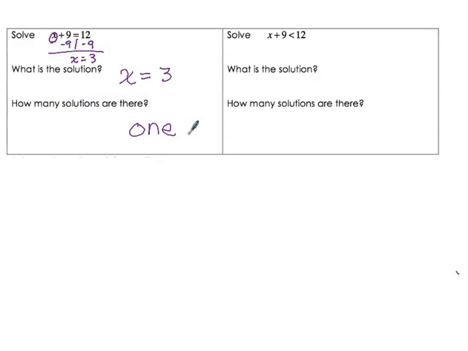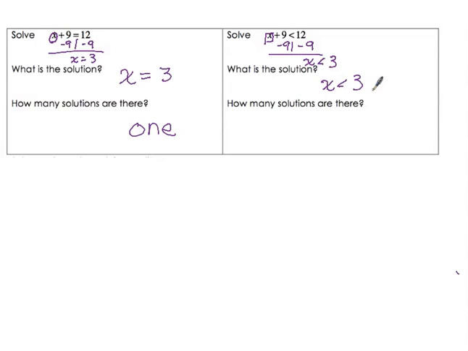Now we're doing inequalities, and if I wanted to solve the inequality x plus 9 is less than 12, my first step is going to be the same thing. I've still got to get x all by itself, so I subtract 9 from both sides, and I'm going to get that x is less than 3. So that inequality symbol stays the same. I just bring it down. So my solution is x < 3.